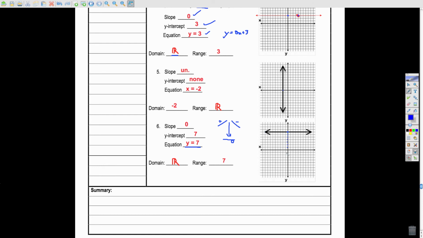Y equals 7. Domain, it goes forever to the left, it goes forever to the right. So your x values, your x-axis, is all real numbers. Your range, up and down, the only y value is at 7. No part of that graph is above 7, no part of that graph is below 7. So the range would just be 7.